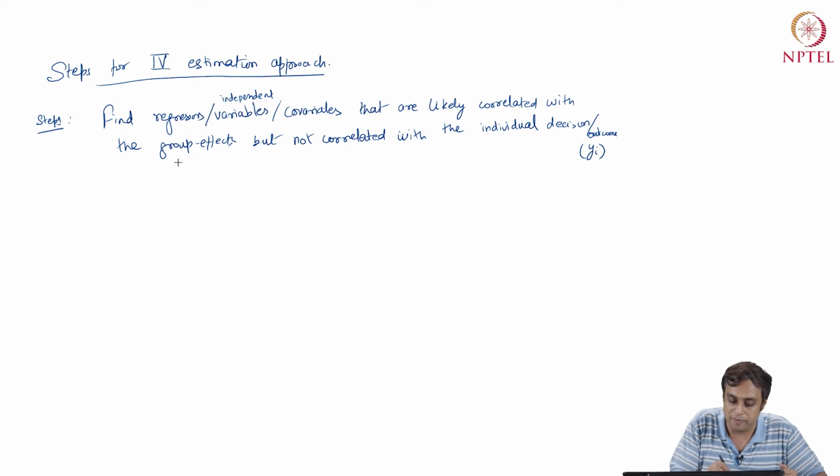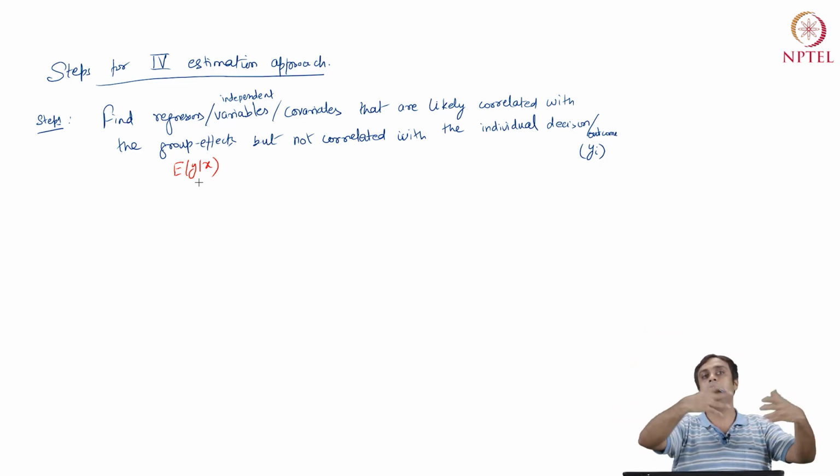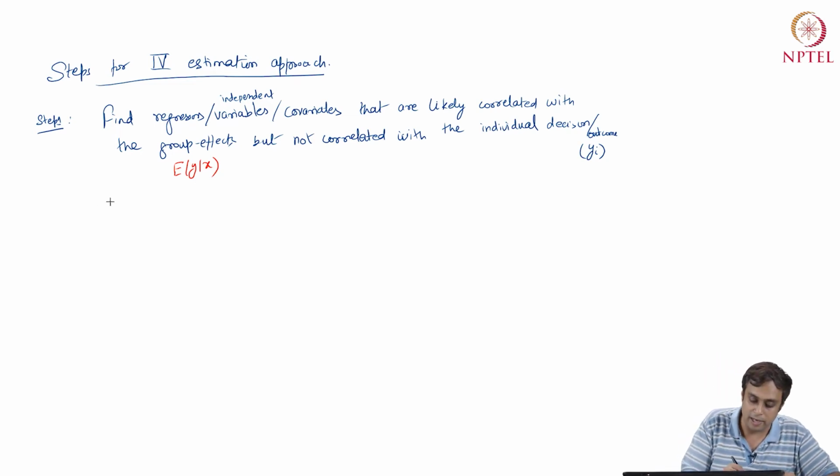So we want to seek out some explanatory variables which will affect the group effects. Group effects are nothing but the expectation of y given x, something that is happening at the group level in a spatial neighborhood or in general in a peer network or wherever. We want regressors that are correlated with the group effects but not correlated with the individual decision.